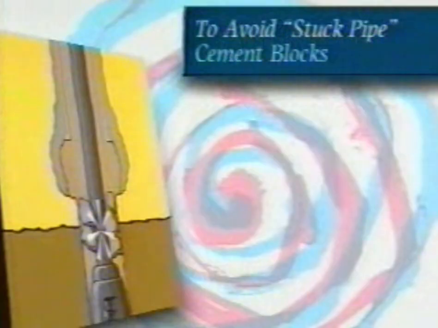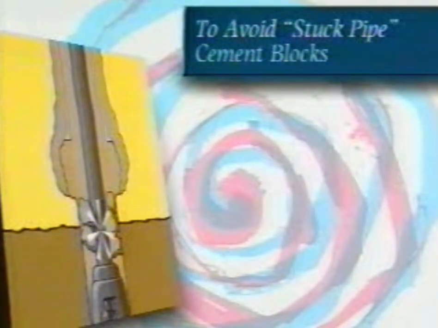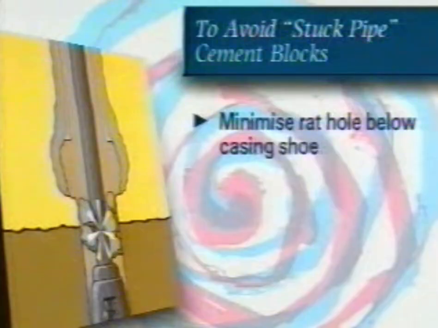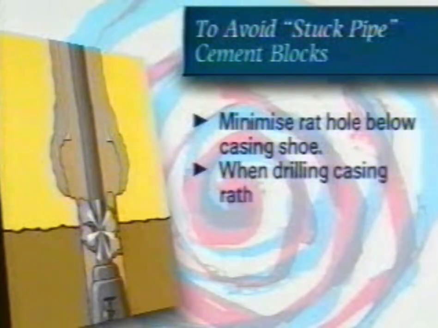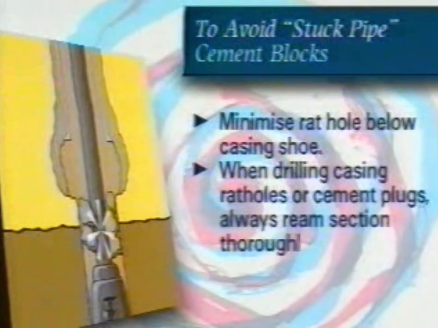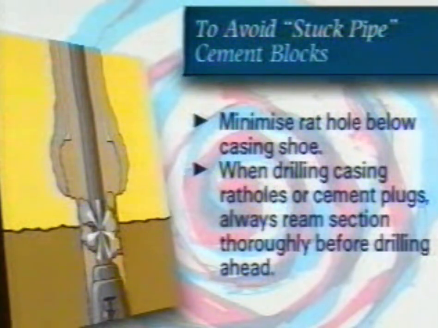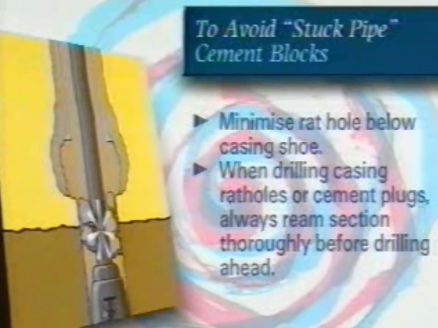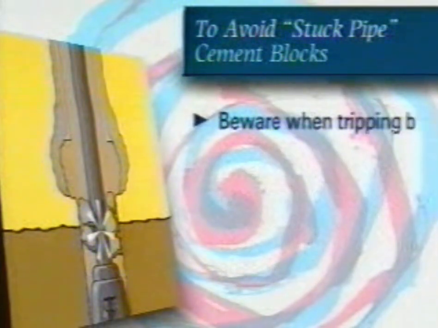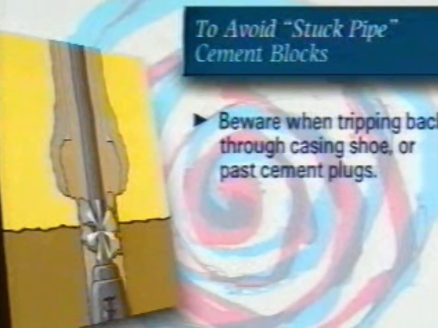To avoid stuck pipe caused by cement blocks, the following action should be taken into consideration. Minimize the rat hole below the casing shoe. When drilling casing rat holes or cement plugs, always ream the section thoroughly before drilling ahead. Beware when tripping back through the casing shoe or past cement plugs.